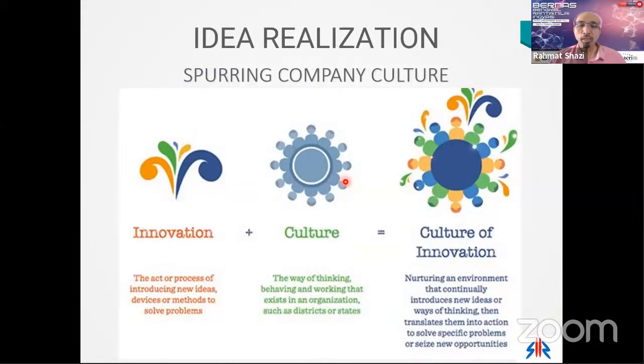But hang on, what further complicates idea realization? It further complicates things because there is culture. Innovation talks about introducing new ideas, kan? But culture that exists in organizations tends to be very stable. It revolves around people. If it's stable, and this is novel, it's not easy to marry them. And nurturing an environment that continually introduces new ideas or ways of thinking, then translates them into action, is not easy. Ini bukan mudah. Bukan enteng, ya, VIPs. That is the reason why the MB established the Jawatan Kuasa Pembudayaan Inovasi, the innovation enculturation committee, because he knows this is difficult.